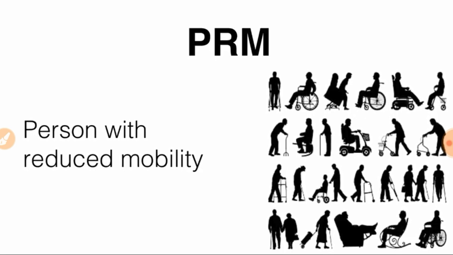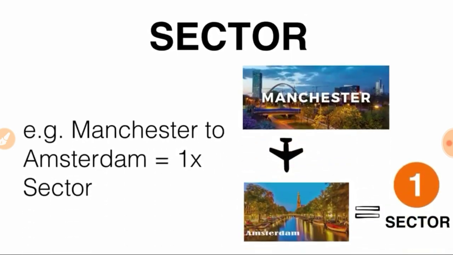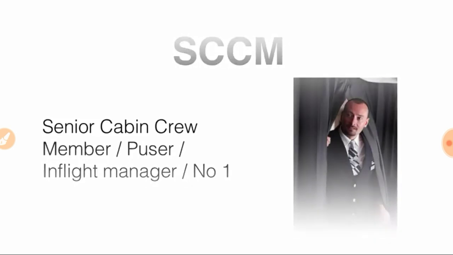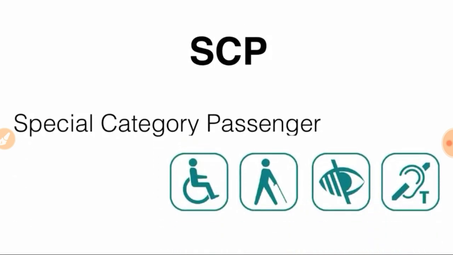PRM, person with reduced mobility. Ramp, area around the parked aircraft. Sector, example Manchester to Amsterdam is one sector. SCCM, senior cabin crew member, or purser, or in-flight manager, or number 1. SCP, special category passenger.